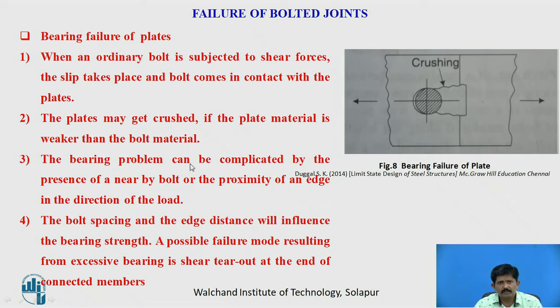The bearing problem can be complicated by the presence of a nearby bolt or the proximity of an edge in the direction of the load. So here if the edge distance is small, then the crushing of the plate will occur. The bolt spacing and the edge distance will influence the bearing strength. A possible failure mode resulting from the excessive bearing is shear tear out at the end of the connected members.